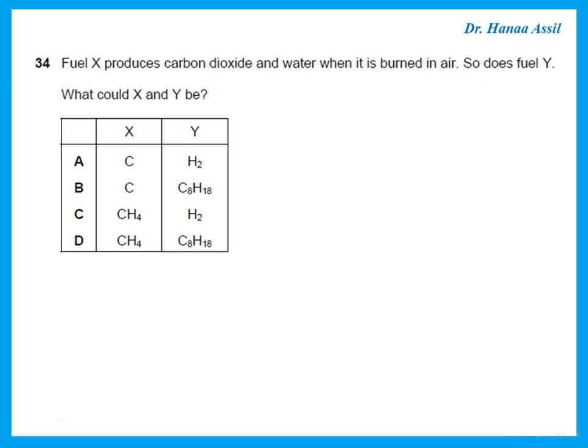Fuel X produces carbon dioxide and water when it is burned in air. So does fuel Y. So I want X and Y to burn producing carbon dioxide and water. In order to form carbon dioxide and water, both of them have to be organic compounds, not carbon, not hydrogen, because carbon will give only carbon dioxide, hydrogen will give only water. I want both of them, so X could be CH4 and Y C8H18.